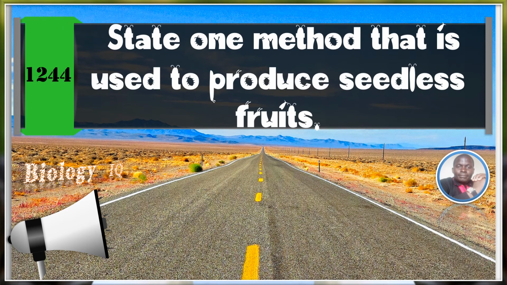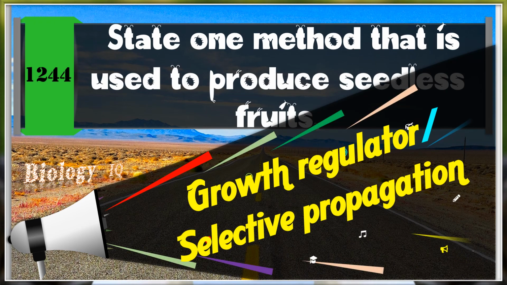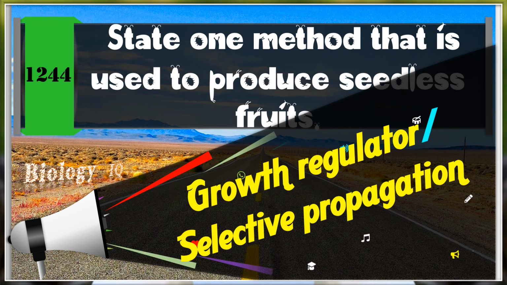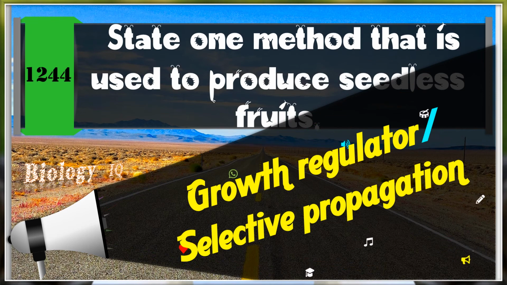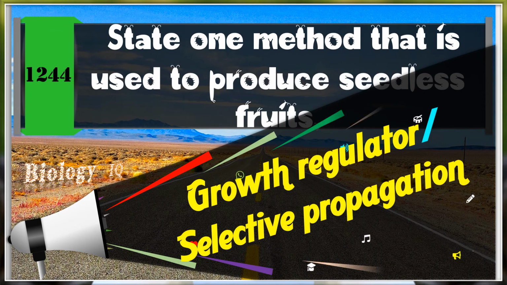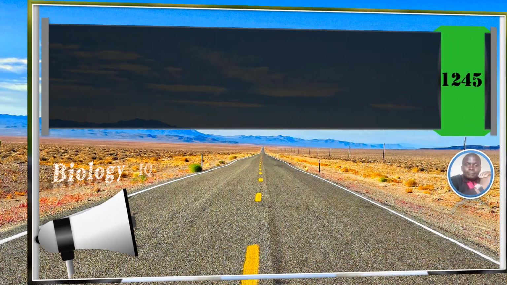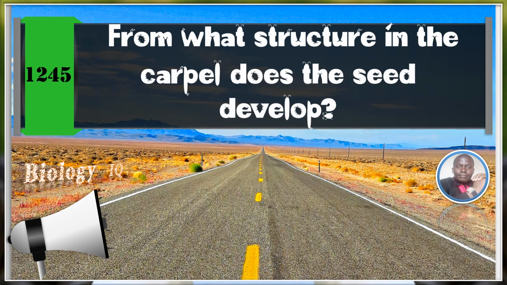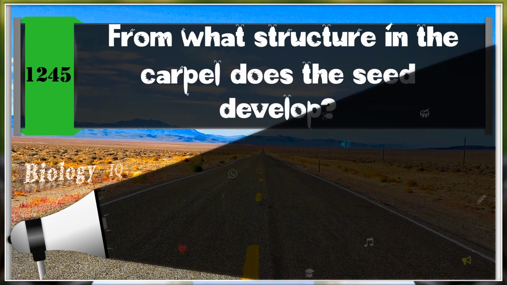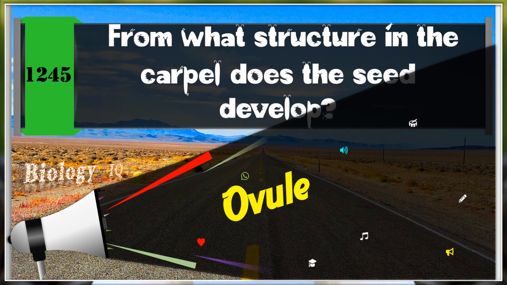State one method that is used to produce seedless fruits. Growth regulator and selective propagation. From what structure in the carpel does the seed develop? Ovule.